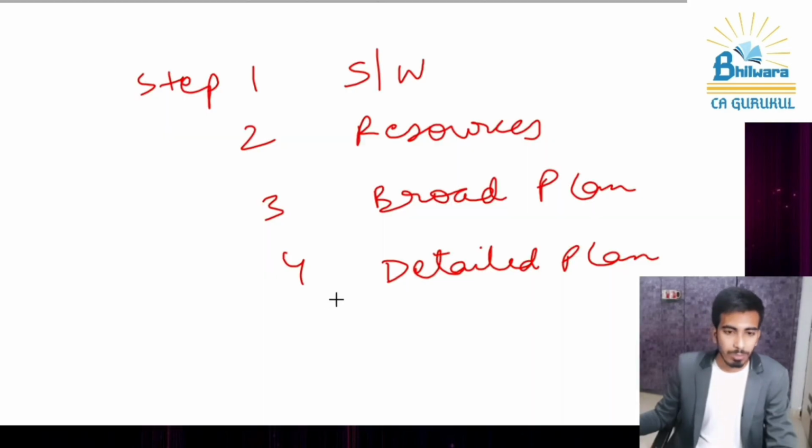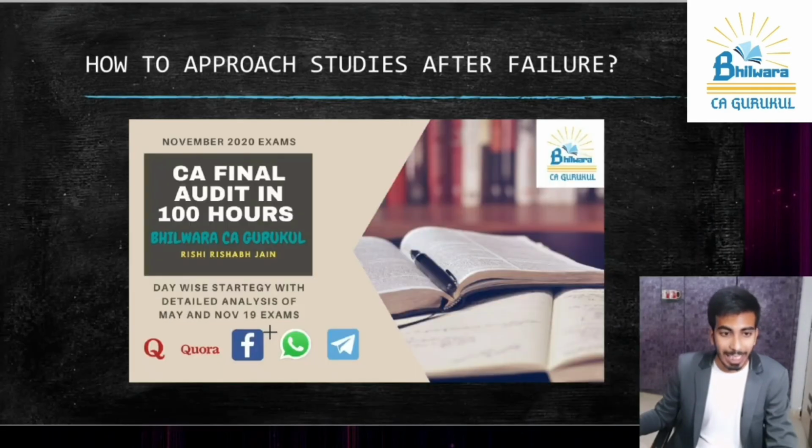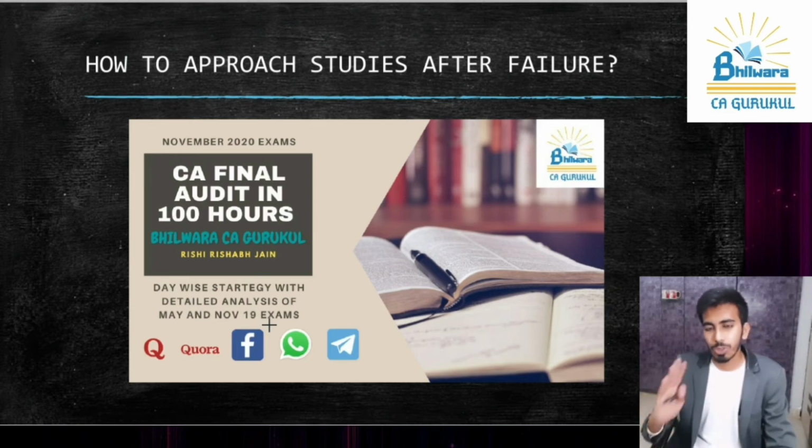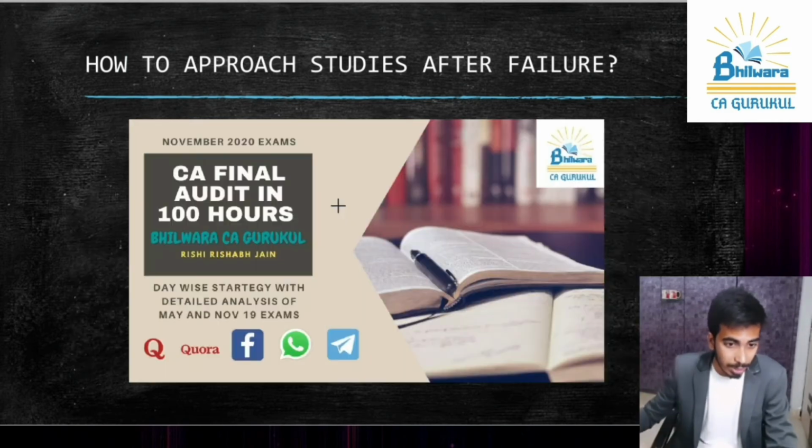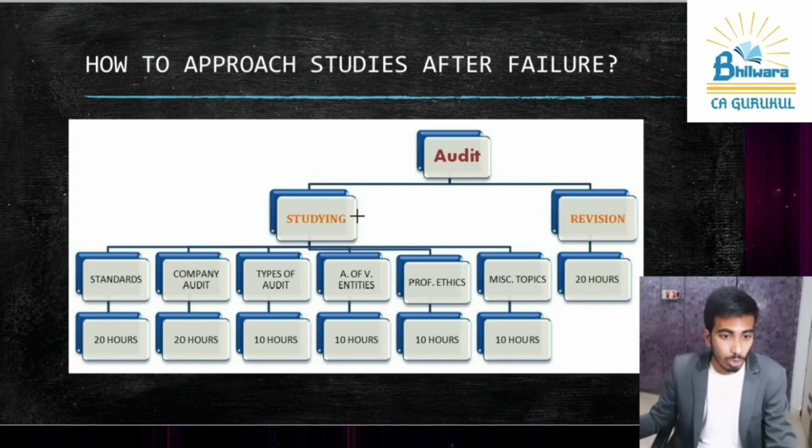So now you have made a detailed plan. Basically how you have to do, I'll give you an example in audit. Audit, I have given, you have to complete it in 100 hours as we have talked earlier. So 100 hours, what you have to do, one part is studying, one part is revision.